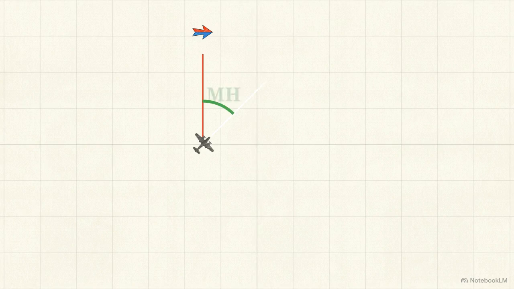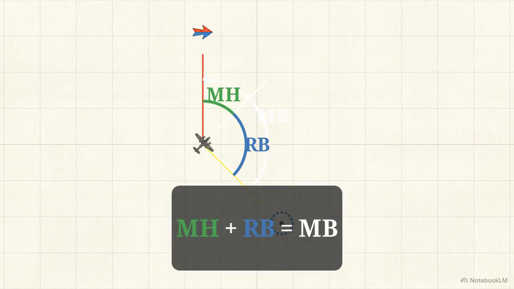To solve the map problem, we must transition to an Earth-centric frame to find the magnetic bearing to the station. We start with magnetic heading, which is the angle from magnetic north to the nose of the aircraft. By adding the magnetic heading to the relative bearing, we lock the station's position to the magnetic grid. This creates the formula required for your exams. Magnetic heading plus relative bearing equals magnetic bearing to the station.